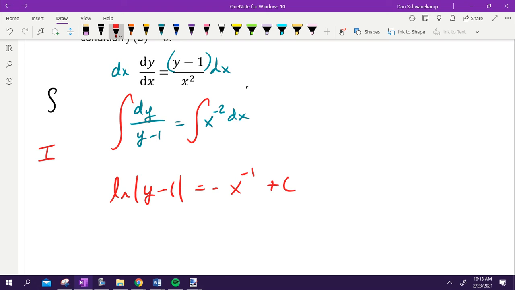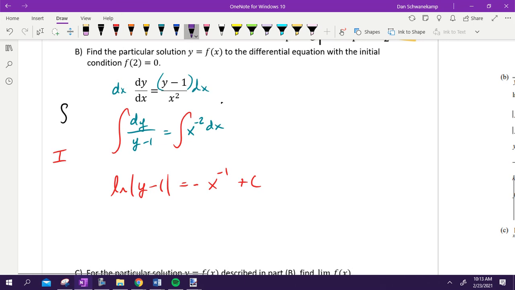That's my separation. 1 point for separating, 2 points for integrating. We're up to 3 points. Everybody good at that point? Then we're going to solve for c. So if we're solving for c, we're plugging in 2 and 0. So I'm plugging in 0 over here, and over here, I'm plugging in 2.